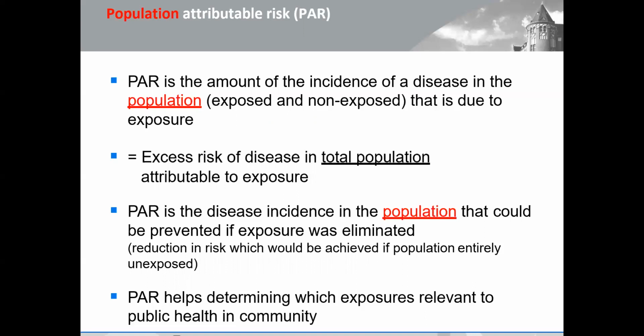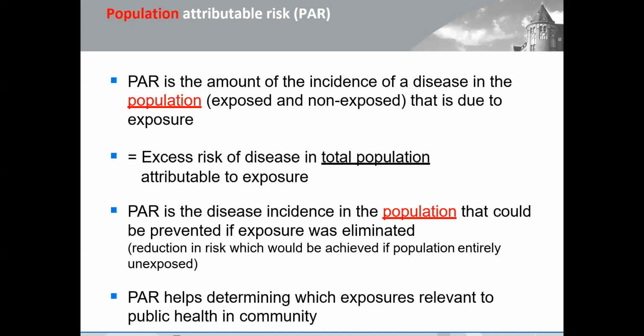So that's the whole issue of public health. Most of these interventions, we are really looking at population level, because it's all about preventing some of the exposure so that we can reduce the disease. So it is the reduction in risk which should be achieved if the population is entirely unexposed. And as I mentioned, the population attributable risk helps in determining which exposures are relevant to public health within the community.